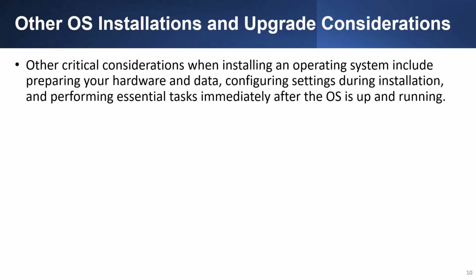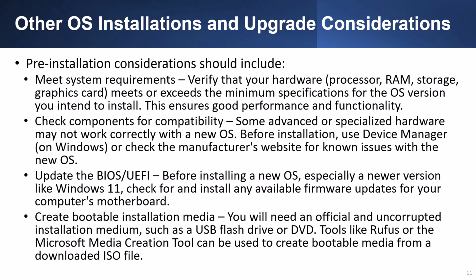Other critical considerations when installing an operating system include preparing your hardware and data, configuring settings during installation, and performing essential tasks immediately after the OS is up and running. Pre-installation considerations should include meeting system requirements. Verify that your hardware, processor, RAM, storage, or graphics card meets or exceeds the minimum specifications for the OS version you intend to install. This ensures good performance and functionality.